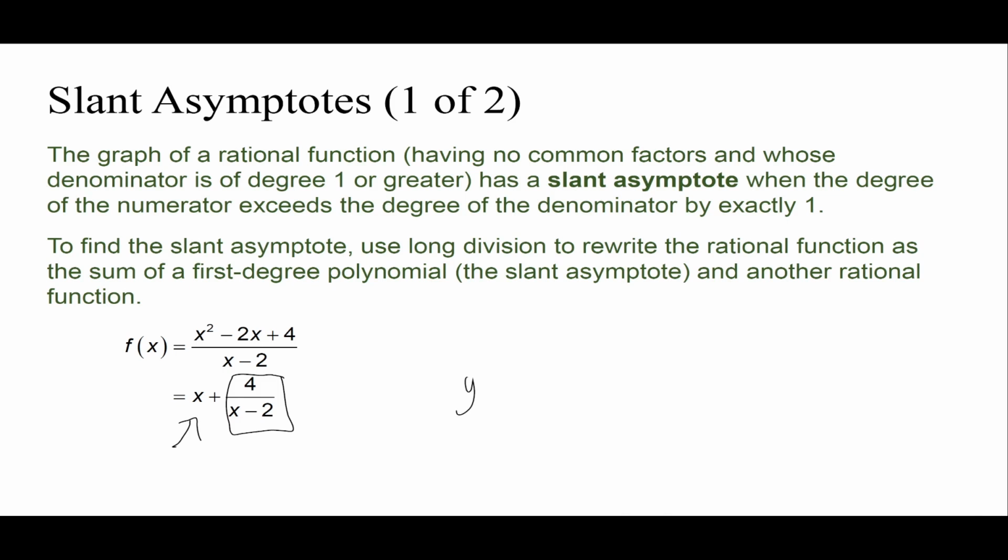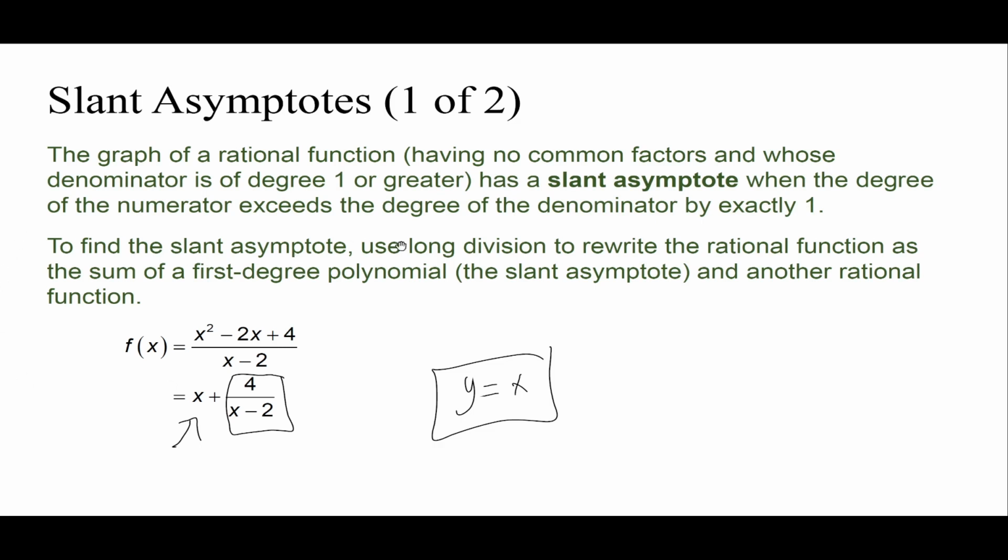How do you find the slant asymptote? The slant asymptote would be y equal to x. When x approaches infinity, this value goes to 0, so the function goes to the line y equal to x. This line is called the slant asymptote. The graph of a rational function having no common factor and whose denominator is of degree 1 or greater has a slant asymptote when the degree of the numerator exceeds the degree of the denominator by exactly 1. Only in that case can we find the slant asymptote.